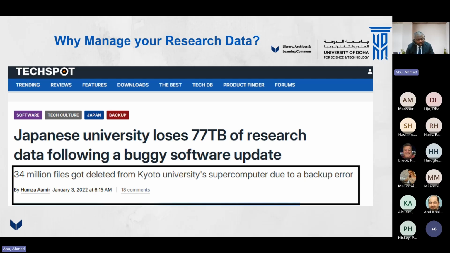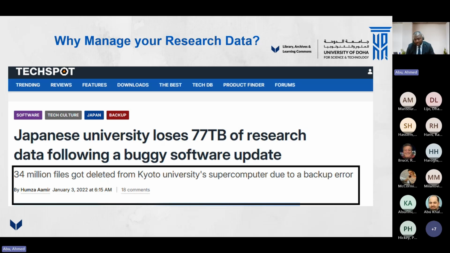This was a very big issue at the time, because what happened was that they were trying to do a system update in their supercomputer, but there were a lot of errors. They could not do a backup. So they lost a lot of files. In fact, they even had to invite experts, world experts in data retrieval, to see how they could retrieve it. But one of the experts said that it's a pity that they could not retrieve more of those data.